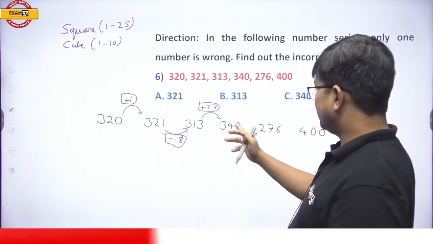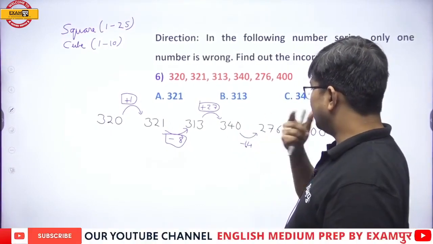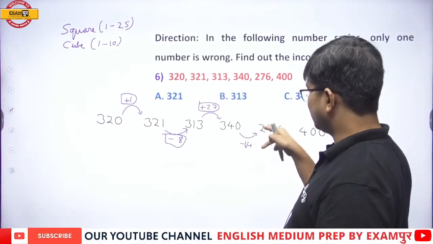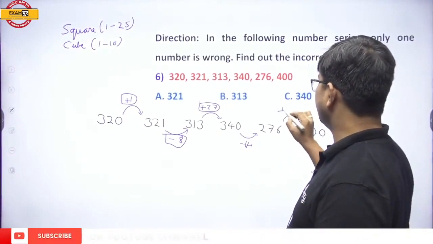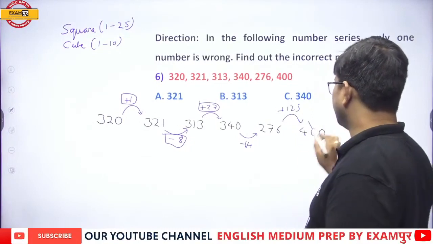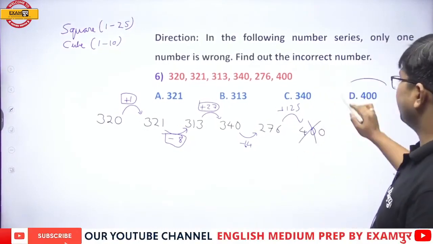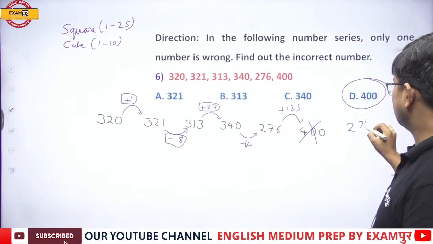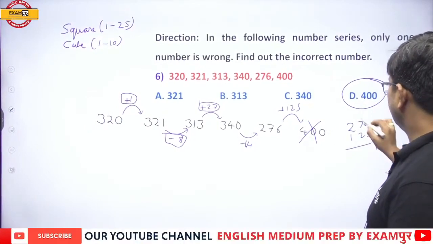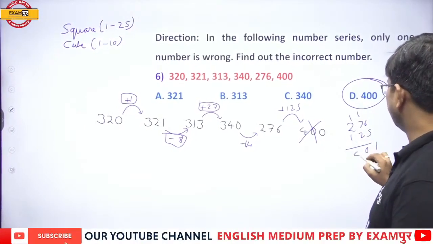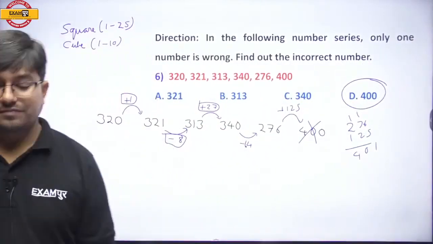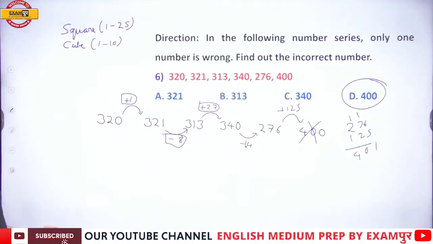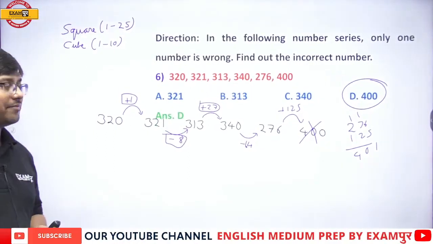So now 10 minus 4 is 6 and 33 minus 6, 27, fine. And now it will be plus 5 cube, 125. It will not give you 400. It will give you 401. 276 plus 125 is going to give you 401. Fine, everybody. All right, fine, everyone. Option D, 401.